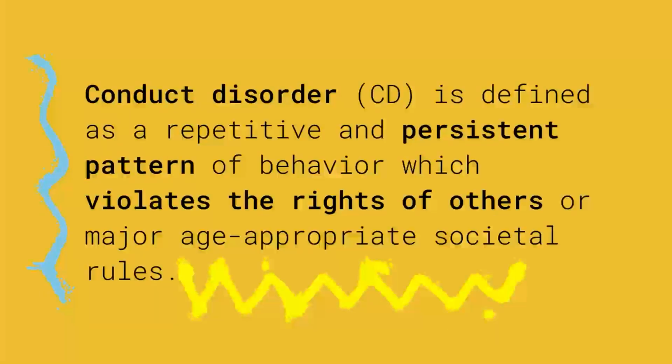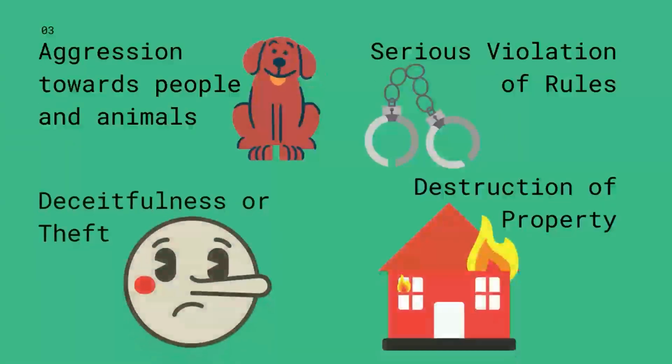Conduct disorder, or CD, is defined as a repetitive and persistent pattern of behavior which violates the rights of others or major age appropriate societal rules. Clinical features of conduct disorder would include aggression to people and animals. This child may bully, threaten, initiate physical fights, use weapons to cause harm, steal while confronting a victim, or may even have forced someone into a sexual activity.